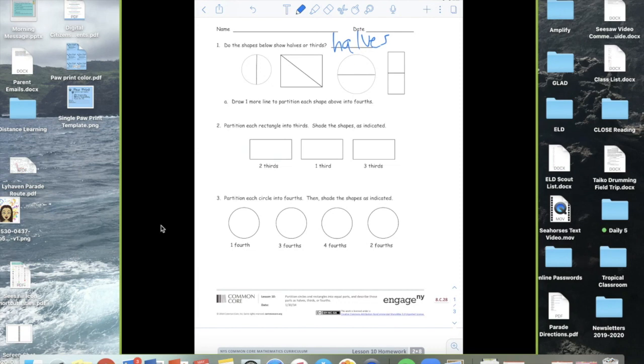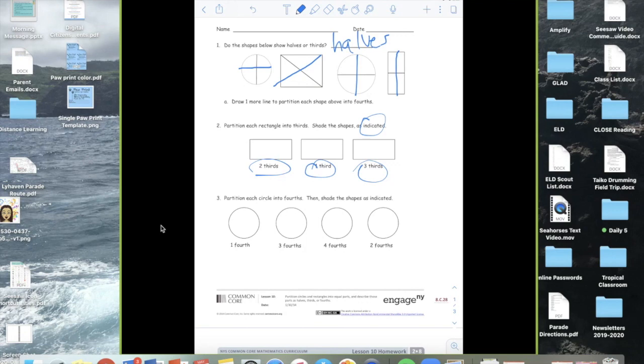So remember, you're just drawing 1 more line. So here, and you want to make sure that each part is equal. So I'm just going to go across like that to make fourths. Okay? And then Number 2, partition each rectangle into thirds. So now you need to pay attention to this part because this is the part that's telling you after you partition the shapes, then it says to shade the shapes as indicated. This word means indicated, means like as told.